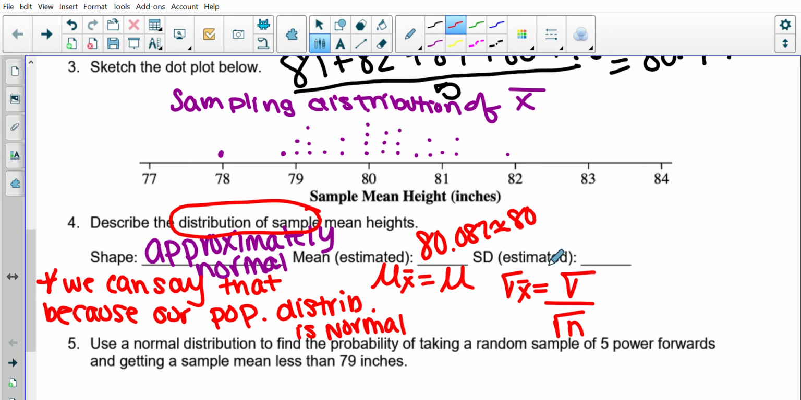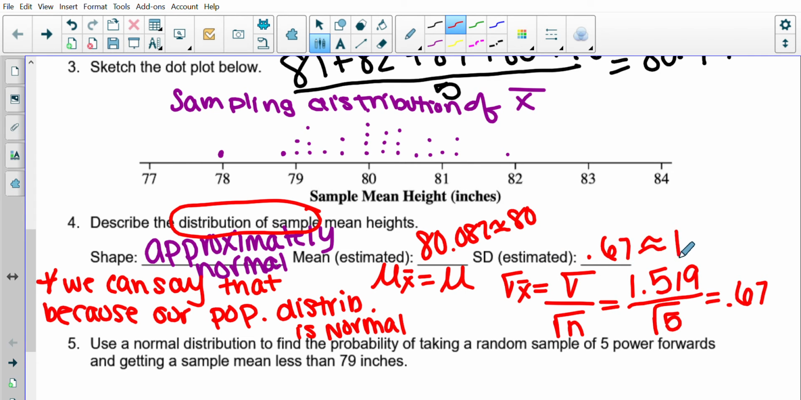So for instance, to find the standard deviation of this, we're going to take that 1.519 and divide it by the square root of 5. So I got 0.67. It says estimate, so we can honestly say it's really close to 1. But those are two new formulas that we have to remember, and this is for the distribution of sample means.